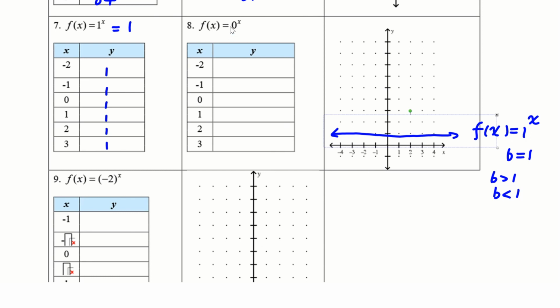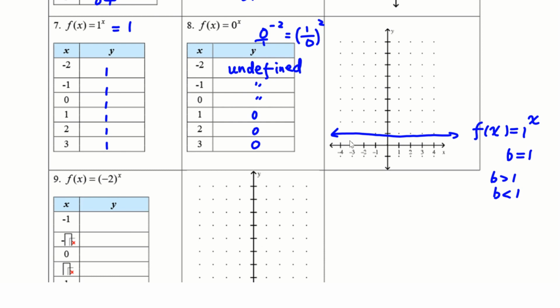So f(x) = 0 to the exponent x is undefined for negative exponents. This is 0 to the negative 2, then you will have 1 over 0 squared. It's undefined, because we couldn't have a denominator equal to 0. 0 to the exponent 1 will give you 0.